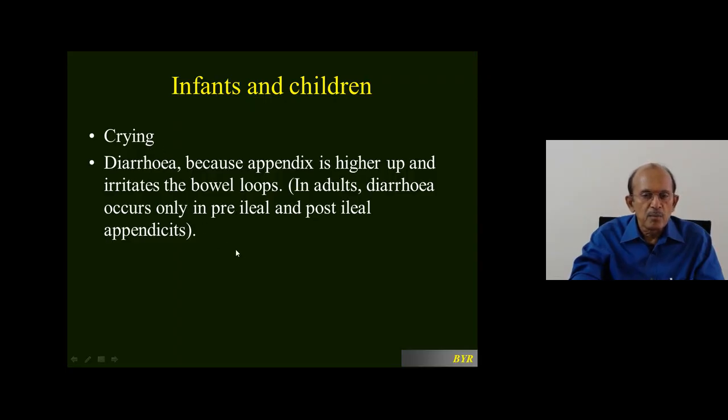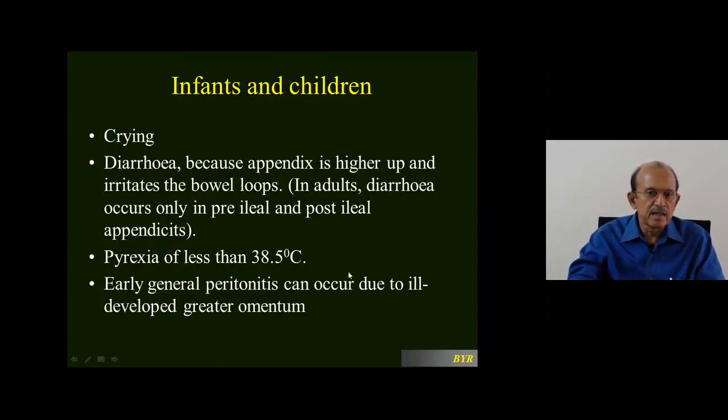Diarrhea, because the appendix is higher up, irritates the bowel loops. In adults, diarrhea occurs only in pre-ileal and post-ileal appendicitis, but in children and infants, diarrhea may be the early symptom. Pyrexia of less than 38.5 degrees centigrade. Early general peritonitis can occur due to ill-developed greater omentum. Already I told you, in children there is a less developed greater omentum, so they are more prone to general peritonitis.